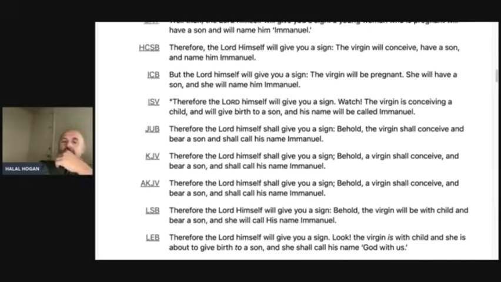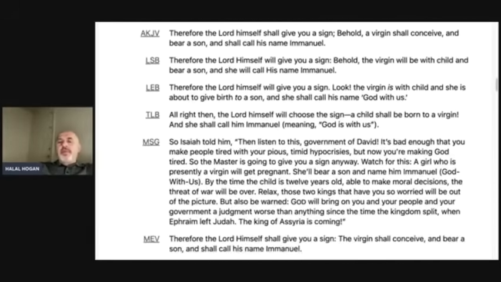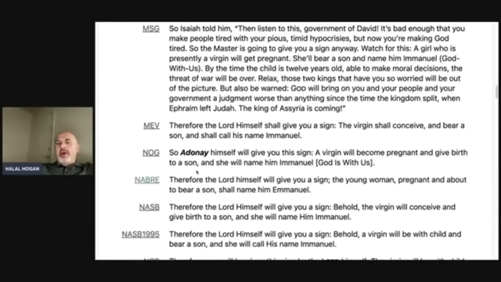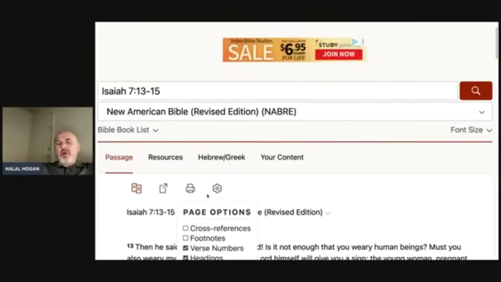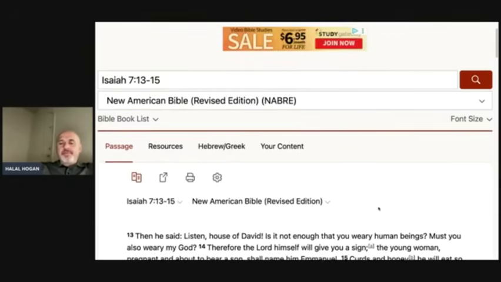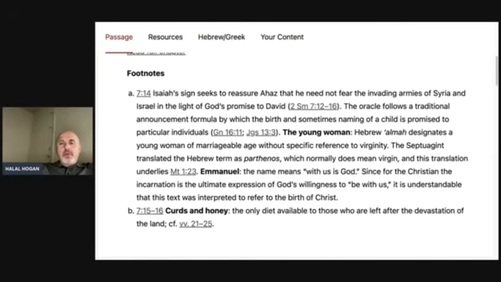Now, how does he do it? By indoctrinating you. What do I mean? By giving you notes. New American Bible Revised Edition. This is a Catholic Bible, telling you, well, the word almah doesn't merely mean virgin. See why modern versions are a problem because of their notes? Let's see what it says. Young woman: Hebrew almah designates a young woman of marriageable age without specific reference to virginity. That's a Catholic note. They just destroyed your faith.